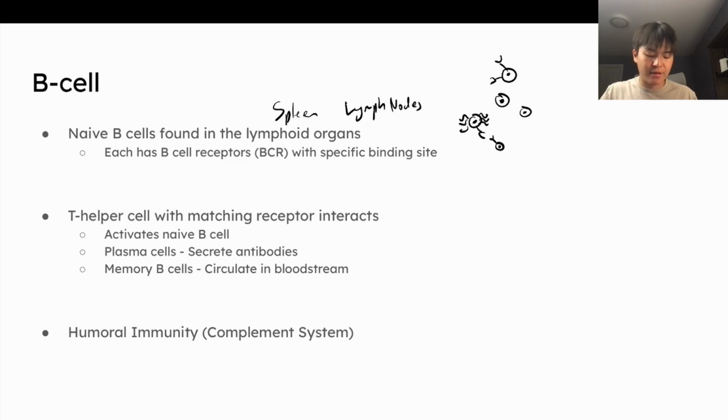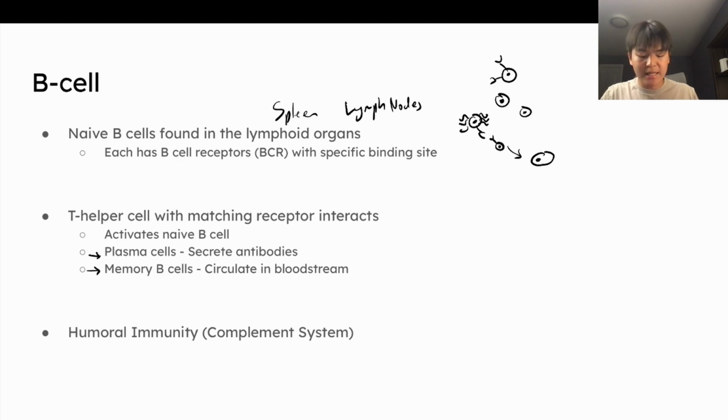Now what does he do? Well, he activates them, and when he activates them, this guy undergoes clonal propagation. Okay, that just means he starts multiplying. A lot of them, and then they differentiate into two types of B cells. One is called the plasma cell, and the other one is called the memory B cell. And now the plasma cell, okay, let's say this guy differentiates into a plasma cell. What does he do?